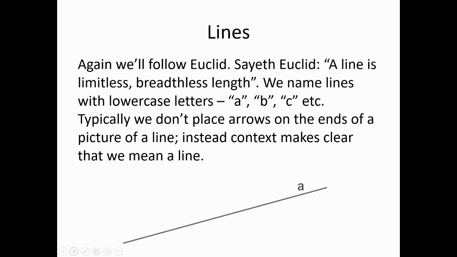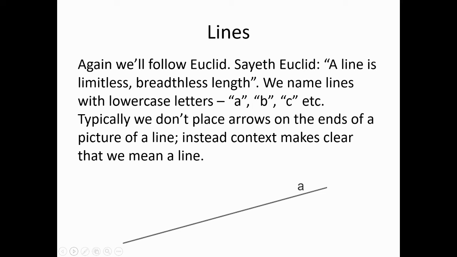Now, lines. We'll follow Euclid's definition on this as well. Euclid says that a line is limitless, breadthless length. Okay, let's think about that for just a moment. Limitless. That means that it is infinite, as we will see, in each of two directions, and it is also breadthless. That is, it has length, but it does not have breadth. If you like to think of it this way, we can say then that lines are one-dimensional objects. They have length, but they do not have breadth.